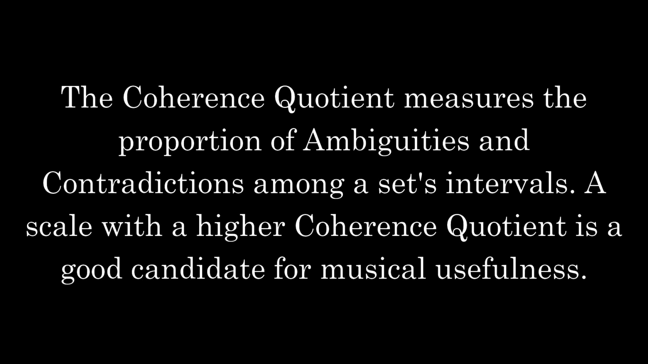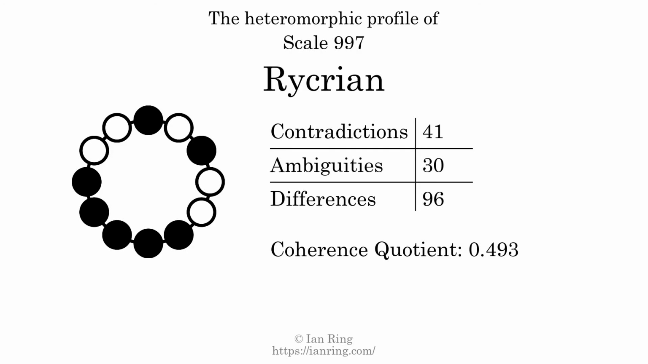The coherence quotient measures the proportion of ambiguities and contradictions among a set's intervals. A scale with a higher coherence quotient is a good candidate for musical usefulness. The coherence quotient is 0.493.